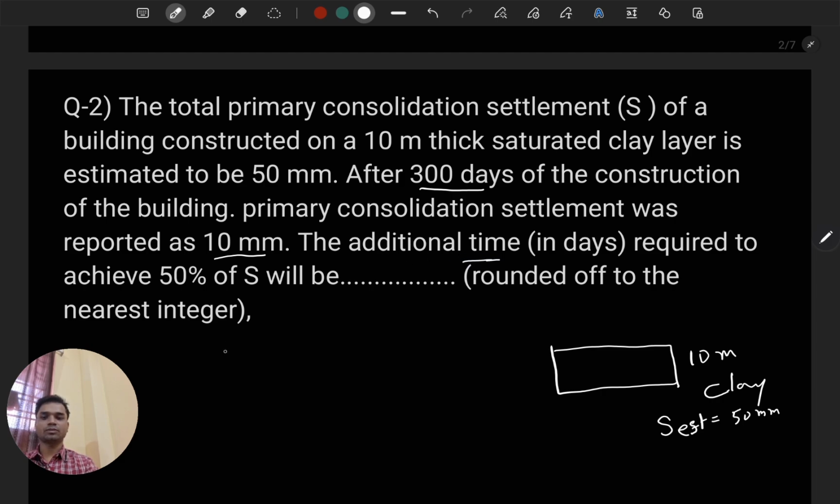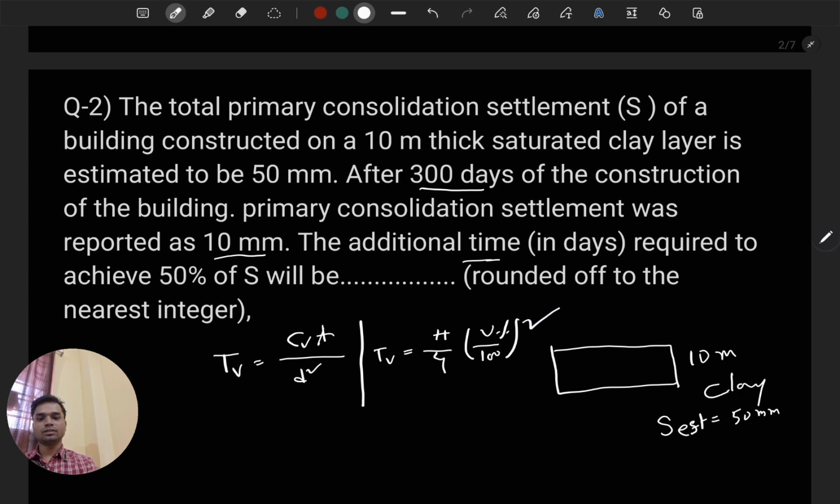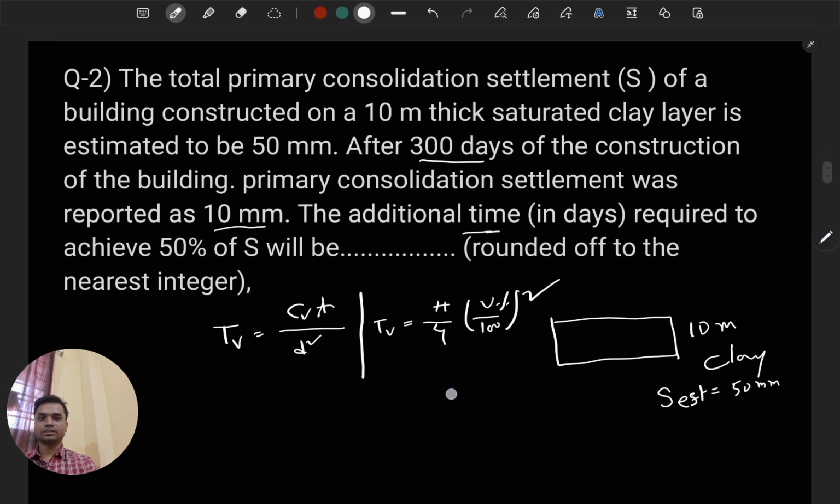Let's have a look at the time factor. TV is equal to CV t by d square. This way we can write regarding TV. Another expression for the time factor is TV equal to pi by 4 times U by 100 whole square. This is simple as it is.